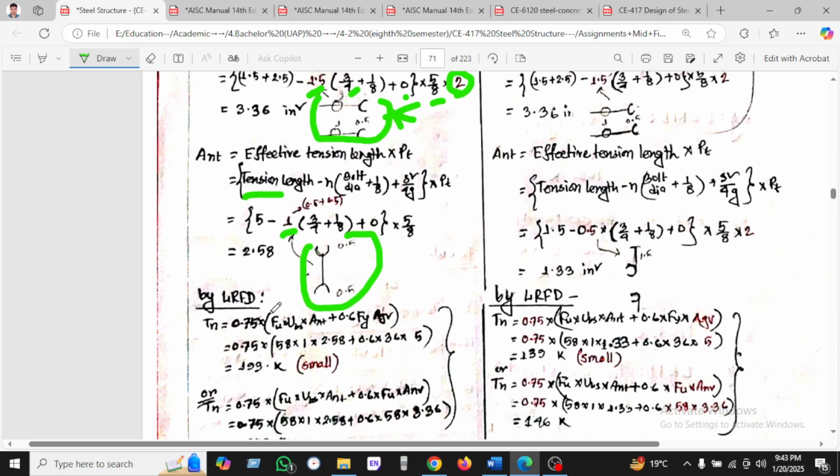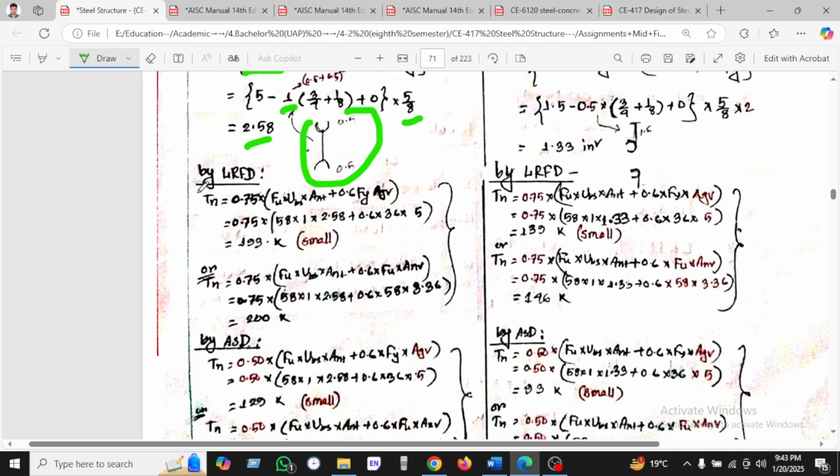What I will say, the bolt. Okay, and 3 by 4 is also the bolt diameter, and 1 by 8 is a constant, and there is no stagger, and the plate thickness is given to remain the same. So we have found 2.8.